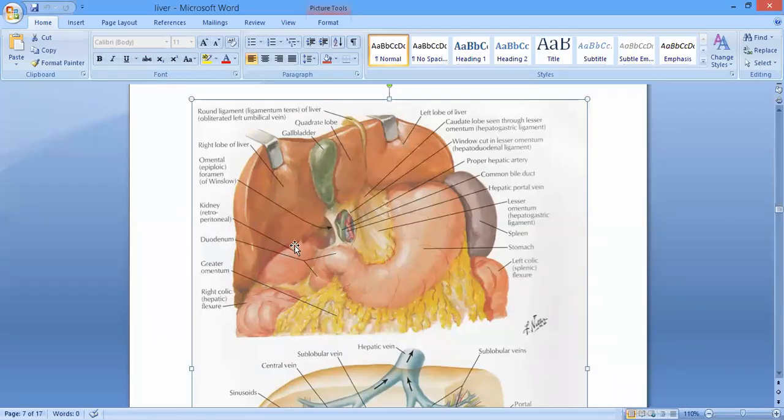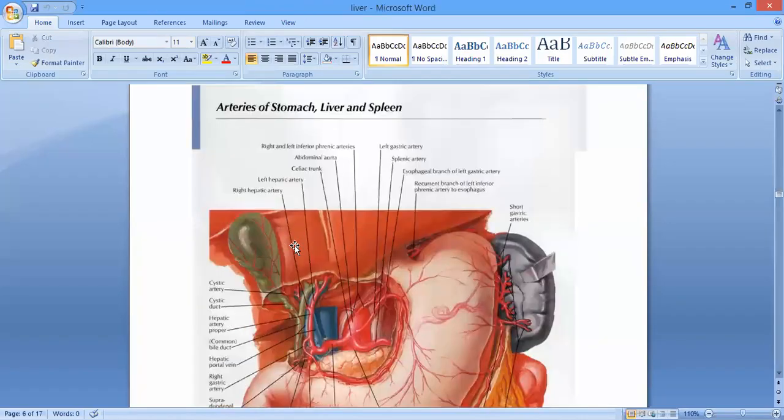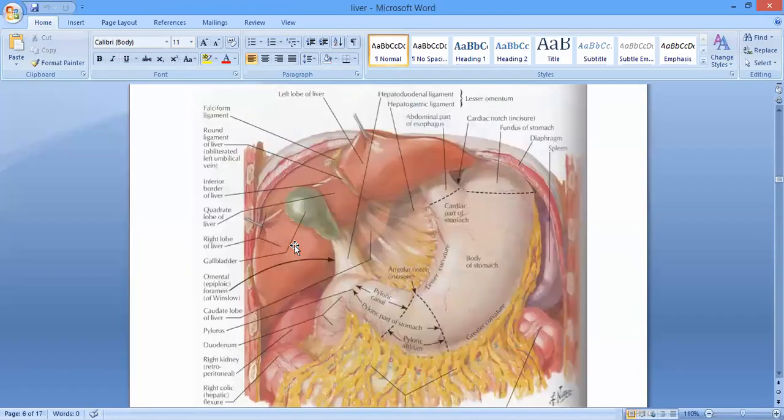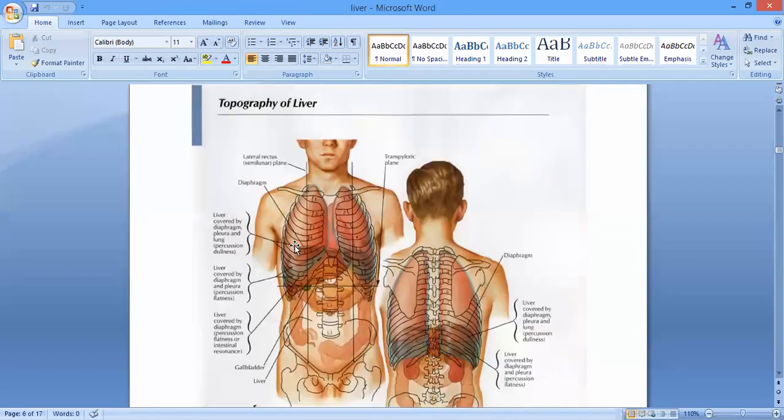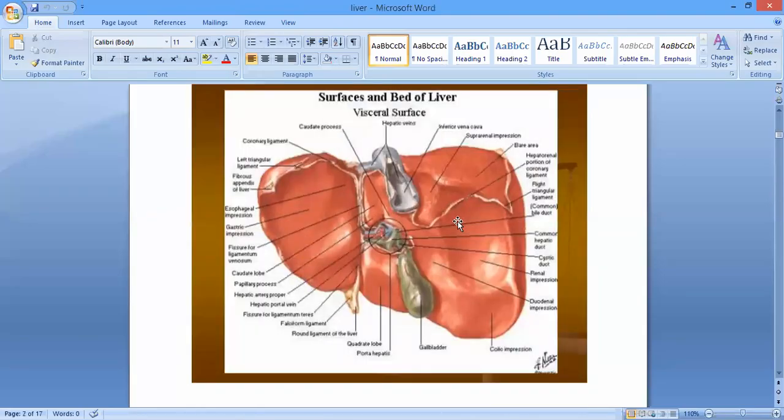Superior to the renal impression, there is an attachment of the peritoneum. Which attachment was it? Does anyone remember? Coronary ligament. Yes, the inferior layer of the coronary ligament. Here you can see this. See this, what is this an impression of? This is the renal impression of the kidney. This is the colic flexure, right? This is the duodenum, right? So superiorly, this is bounded by the attachment of this ligament, the inferior layer of the coronary ligament, right?